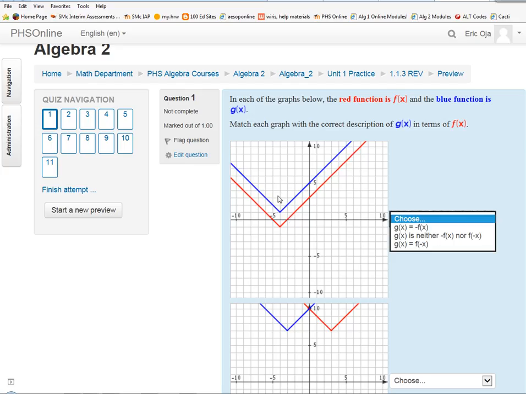Remember that if g of x is written in terms of f of x, to reflect over the x-axis, what do we multiply f of x by? -1. Good. If I want to reflect over the y-axis, that's where I substitute negative x for x. So it's like I'm multiplying x by -1. But this would be neither, wouldn't it?